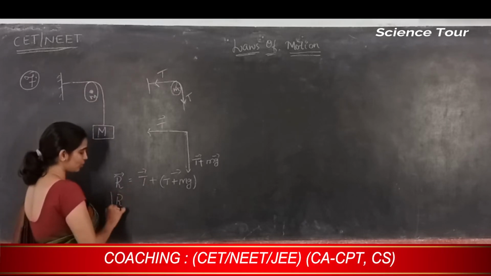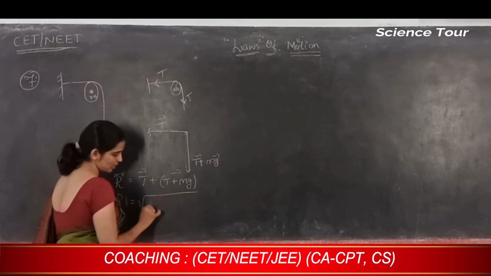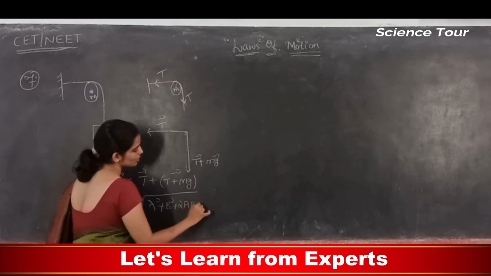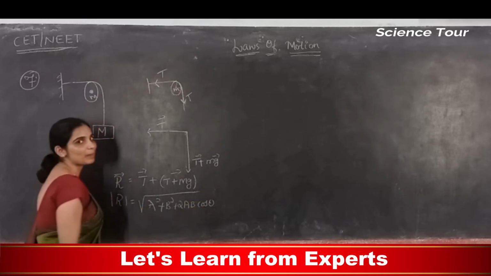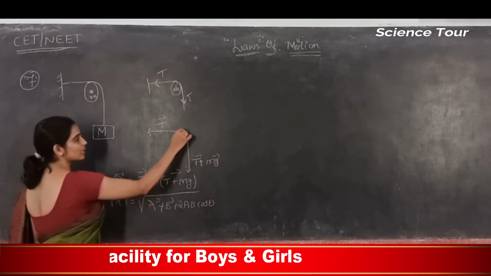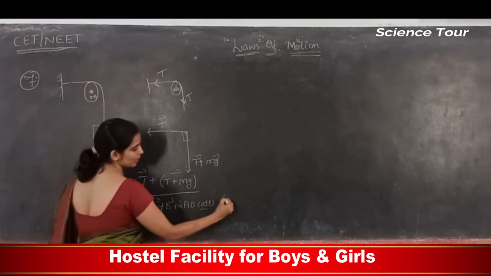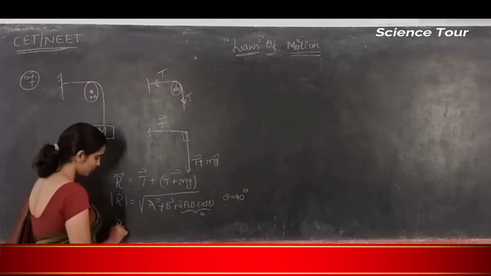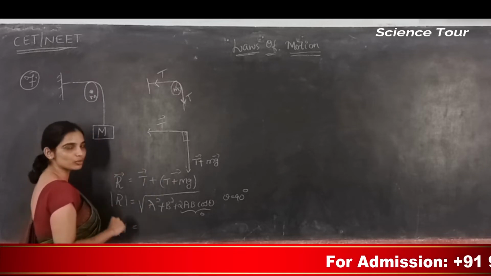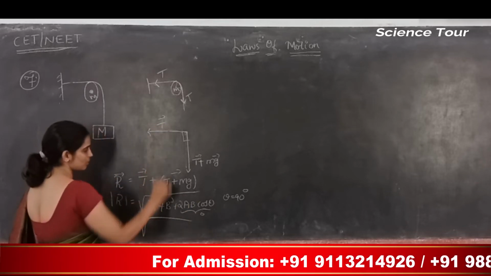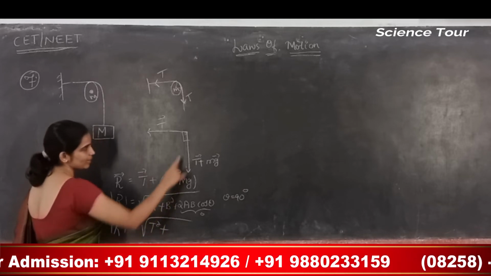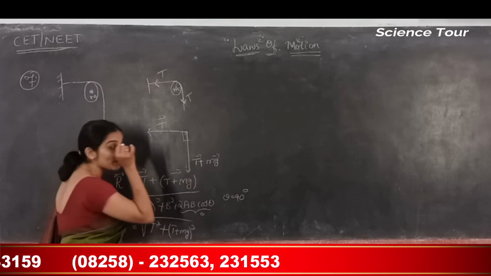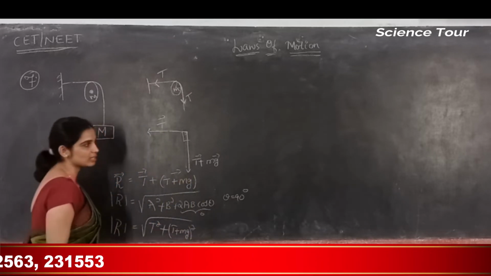What is the magnitude of two vectors? That is square root of a square plus b square plus 2ab cos theta, correct? From the parallelogram method of vector addition. Here theta is 90 degrees, cos theta is 0, so this term will become 0. What is the magnitude of the total force acting? Here a is nothing but T, so T square, b is nothing but T plus mg, so T plus m into g whole square, and that's all.